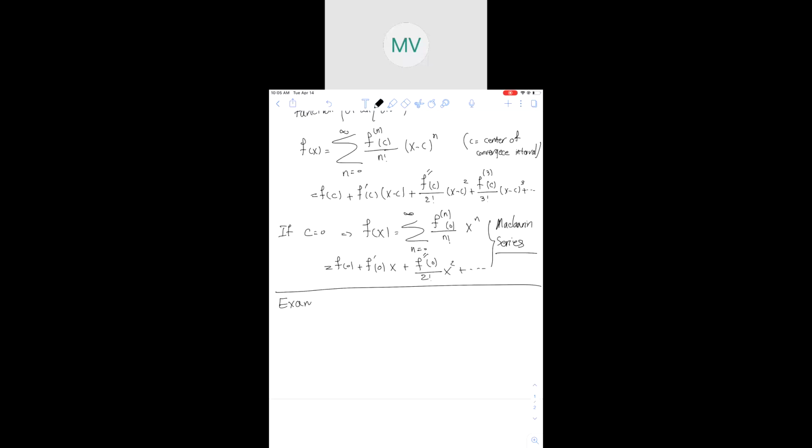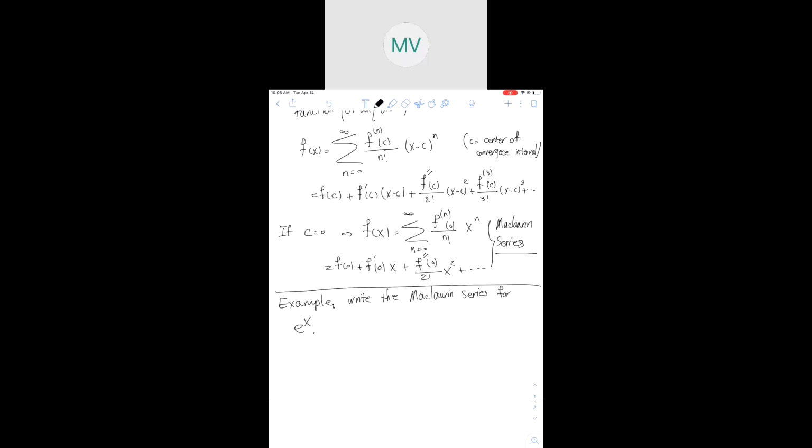Example. Write the Maclaurin series for e to the x. So my function is e to the x. Okay. First of all, the derivative of e to the x is itself. Second derivative, same. Third derivative, same.